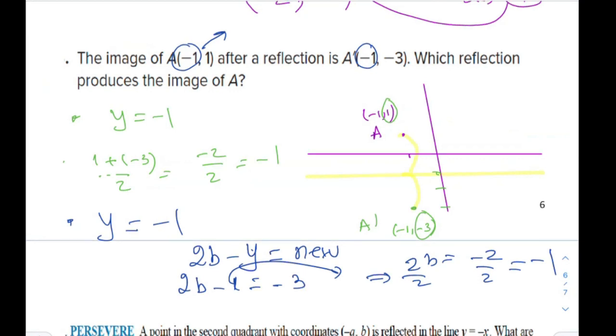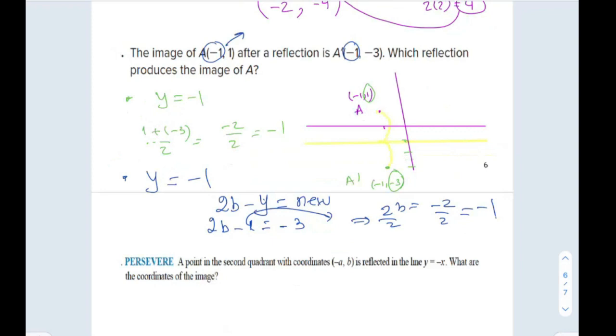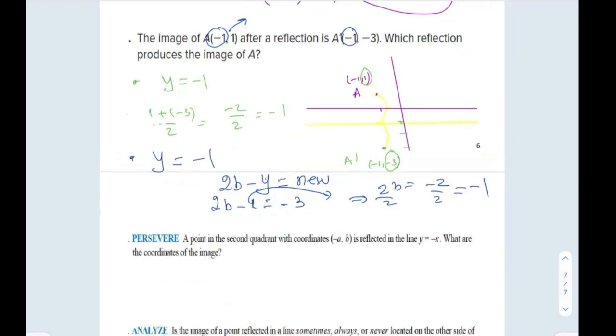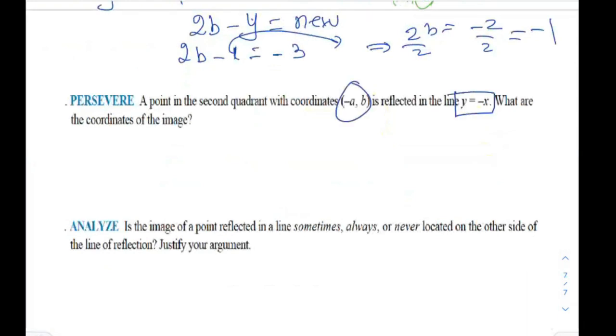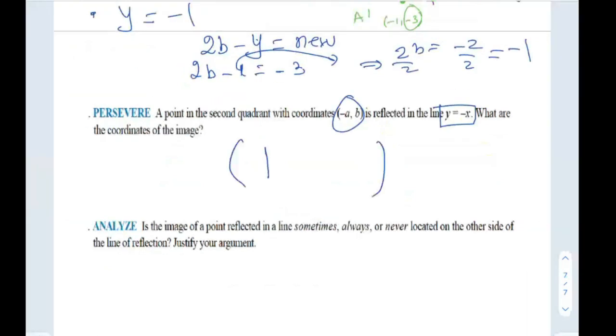Let's see here, a point in the second quadrant with coordinates (-a, b) is reflected across y equals -x. Remember, for y equals -x, we are reversing everything. First step, interchanging x and y, then reverse the sign. So it will be (-b, a).